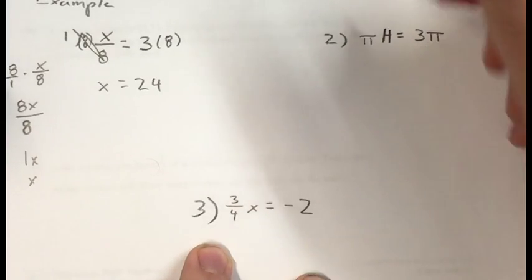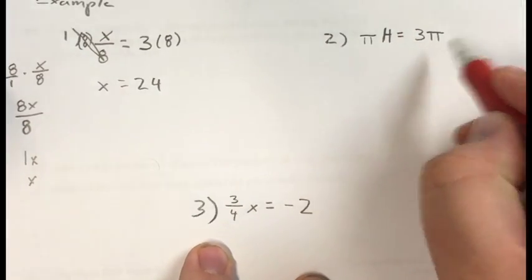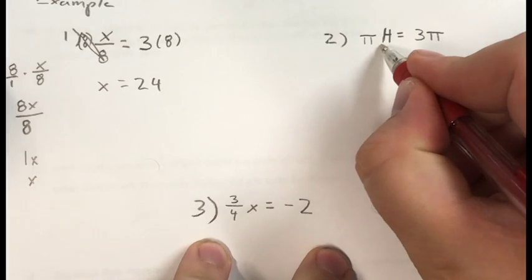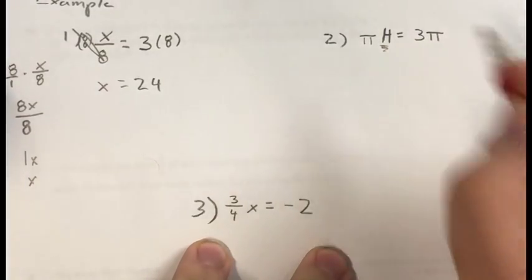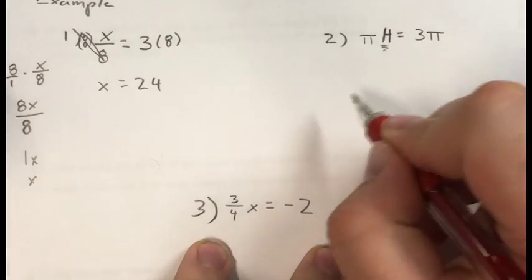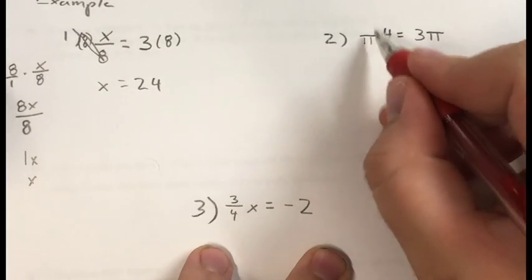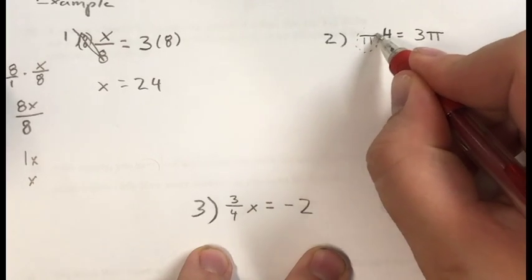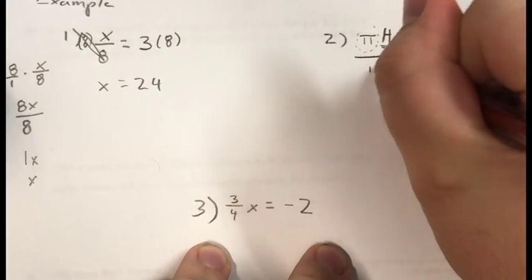Now let's look at this one. I have pi times h equals 3 pi. My job is to find what h is. Well, how do I do that? Well, notice that I have pi and h, they're being multiplied. I need to get rid of pi. How do I get rid of pi? I divide it on both sides.